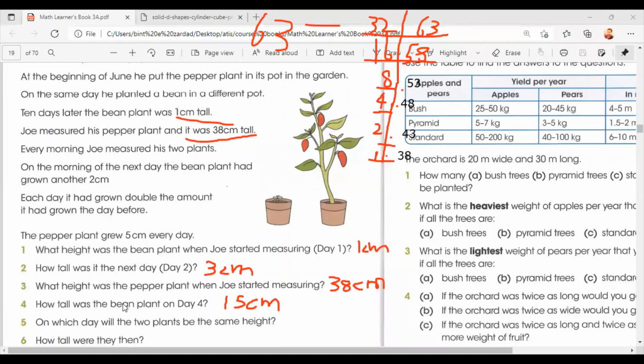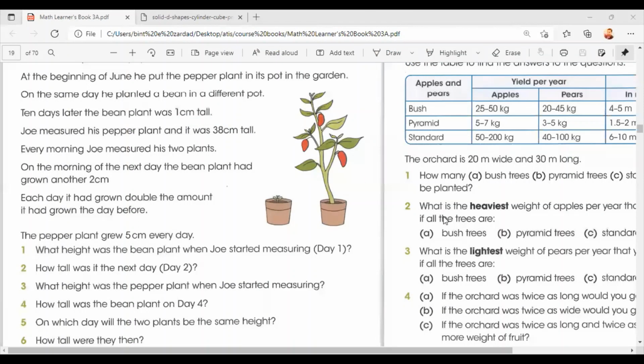So you can write here, on which day will the two plants be the same height? 6th. 6, measuring. How tall were they then? It's simple, 63 centimeter. So we write here 63 centimeter, both plants 63 centimeter. Let's move to the next question.